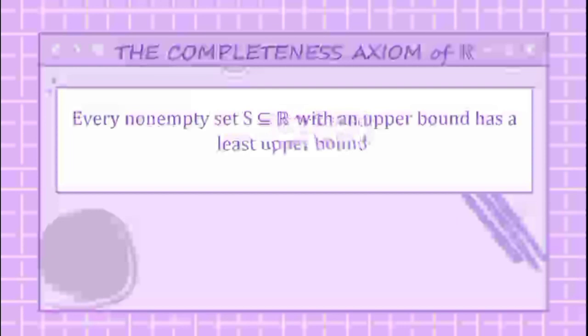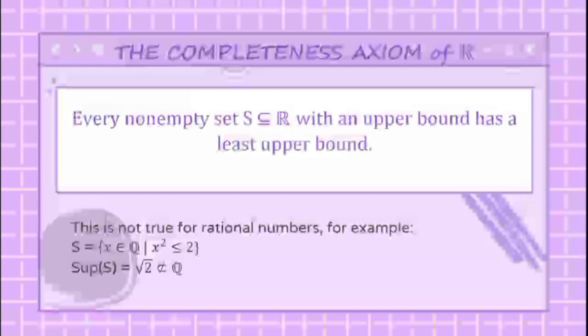So let's take a look at this example. The set indicates that for all rational numbers, the square of it is less than or equal to 2. So we can imply that sup of S equals the square root of 2. However, if we are considering the rational numbers as the universe, then we have to say that this is incomplete as the square root of 2 is irrational. So the set does not have a least upper bound.